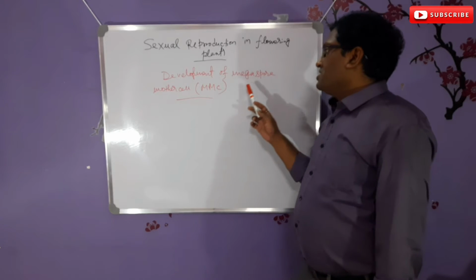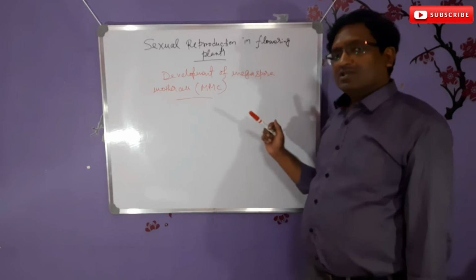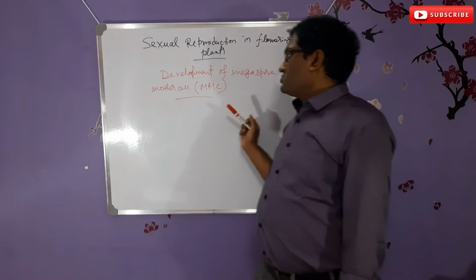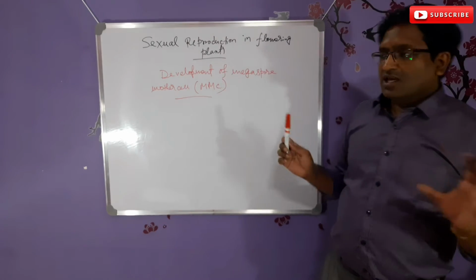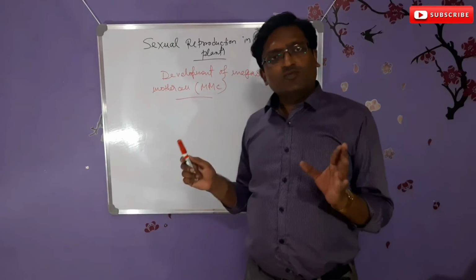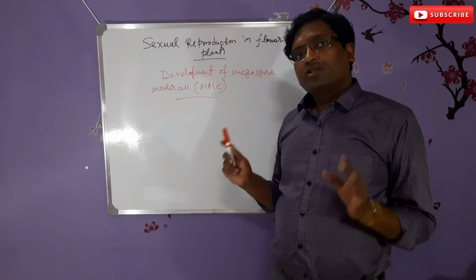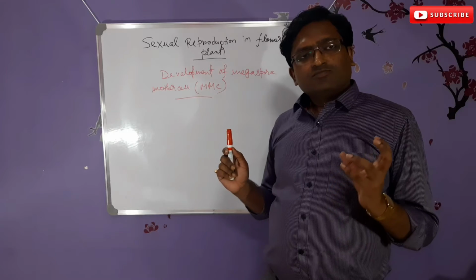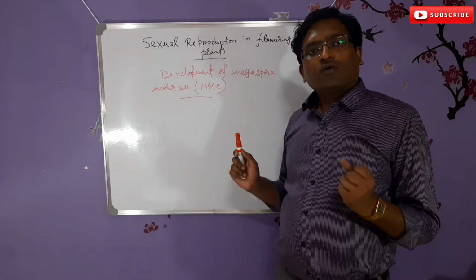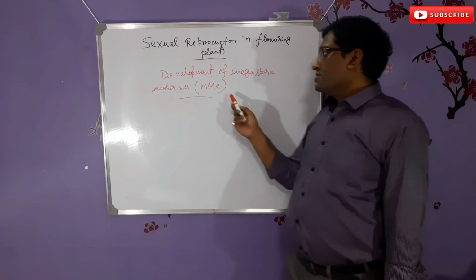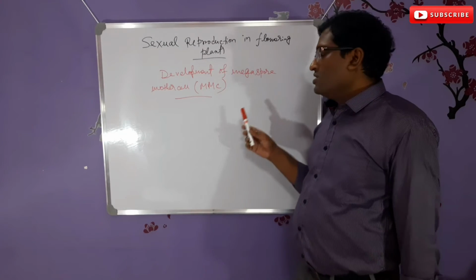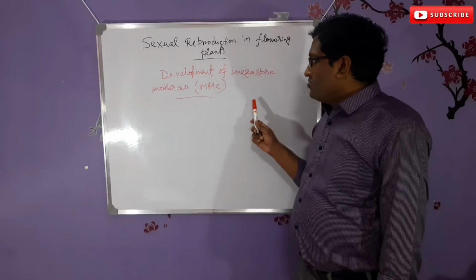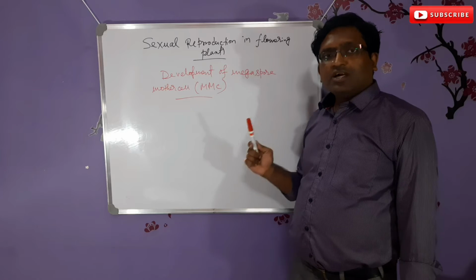The next topic is development of the megaspore mother cell, or MMC. So what is the megaspore mother cell? It is a large cell containing dense cytoplasm and a prominent nucleus. It is the main cell from which the ovule or ovum is developed. From this cell, the megaspore is produced.